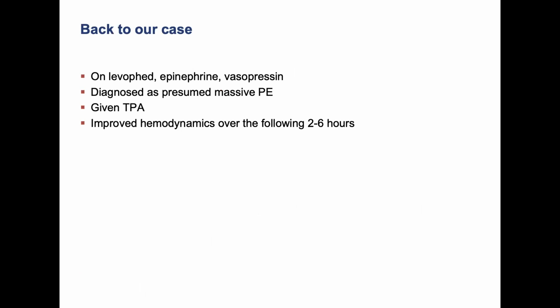So back to our case, the patient was started on Levophed, epinephrine, vasopressin. She was diagnosed as a presumed massive PE, too unstable to get confirmatory imaging, of course. She was given TPA, and her hemodynamics improved over the following 2 to 6 hours.